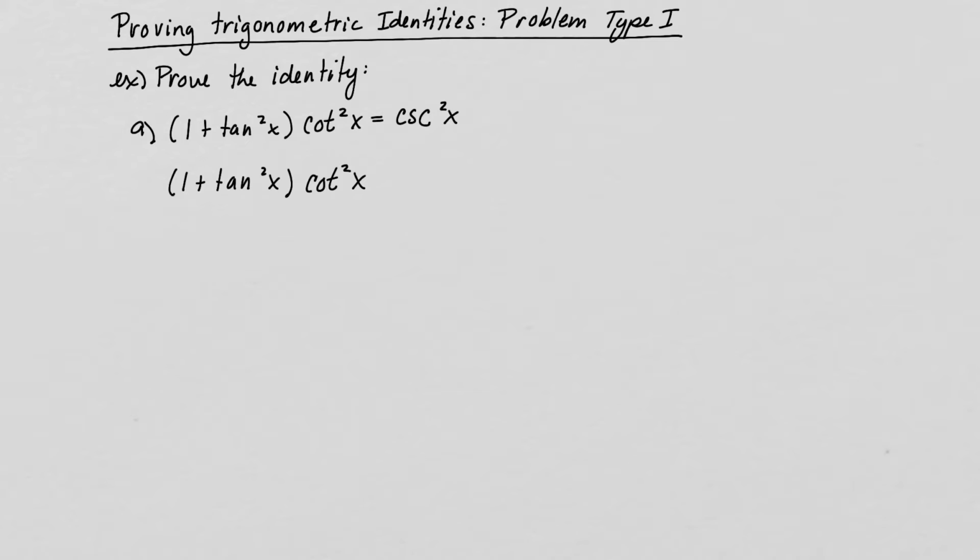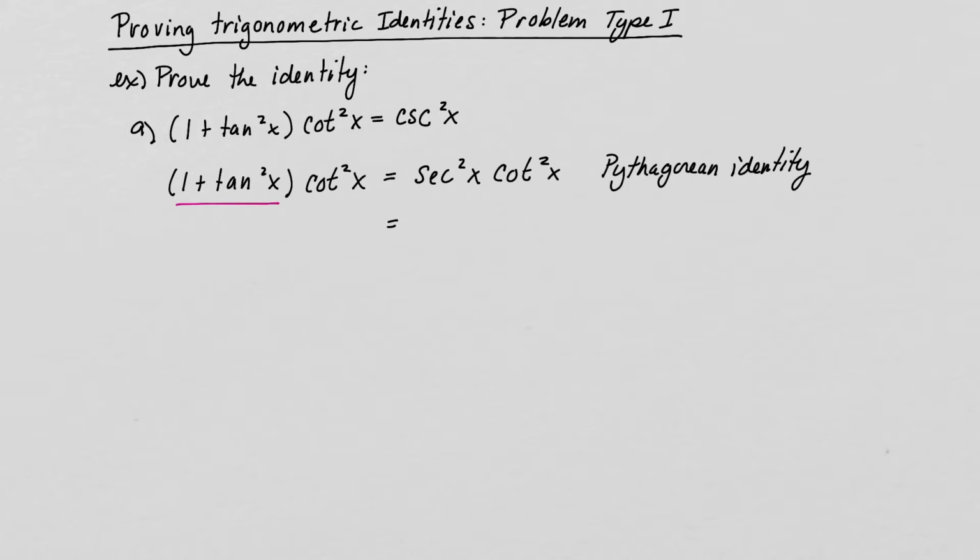And you have to remember where we're trying to get to. We're trying to get to cosecant squared x, so we want to get stuff down as much as we can. The first thing I'm going to do is remember that 1 plus tangent squared x, by a Pythagorean identity, is the same as secant squared x. So this is going to become secant squared x cotangent squared x, by the Pythagorean identity. My problem looks a little bit better. It's a little less stuff, but it's still not where we want.